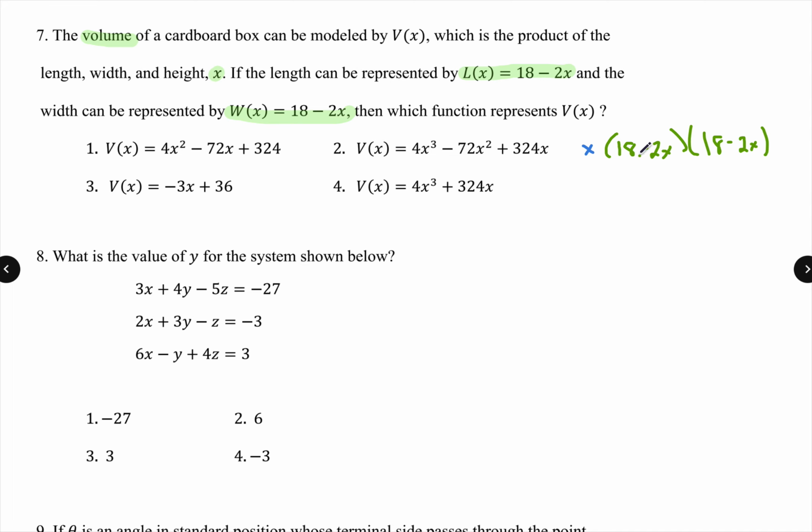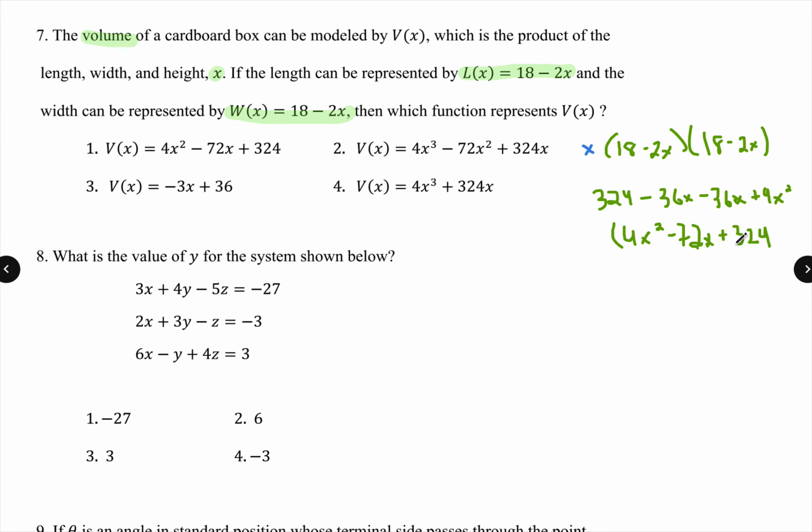So if I multiply 18 times 18, I'm just looking at these numbers, I know it's got to be 324. Then 18 times negative 2x is going to be negative 36x. My inners, another minus 36x. And then my last, negative 2x times negative 2x is positive 4x squared. This simplifies down to, if I just flip things around, 4x squared minus 72x plus 324.